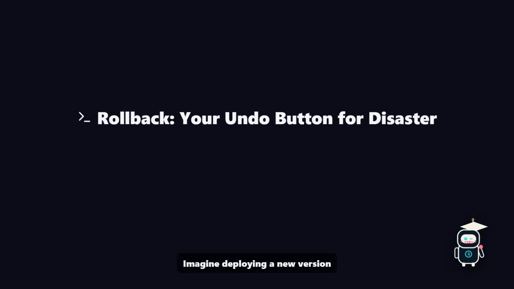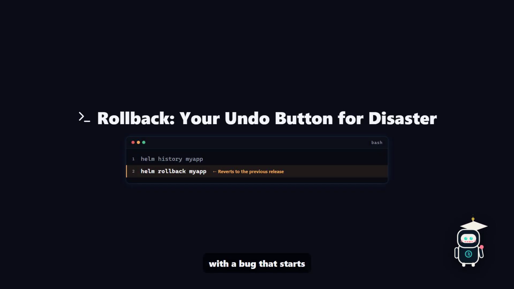Imagine deploying a new version with a bug that starts returning 500 errors. Instead of scrambling to revert Kubernetes manifests manually, you run helm history myapp to see every revision, then helm rollback myapp to quickly revert to the previous release. Within seconds, Helm recreates the old pods from that revision, and your customers barely notice. That's not just a time saver. It can be the difference between a 5-minute blip and a multi-hour outage during peak traffic.